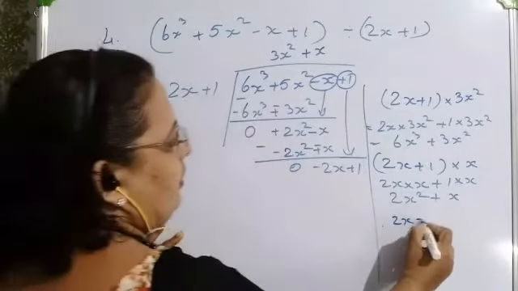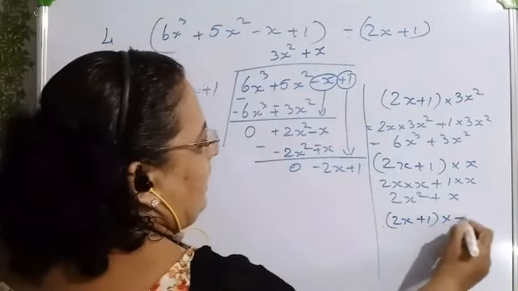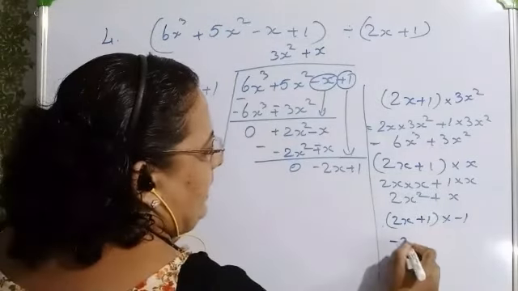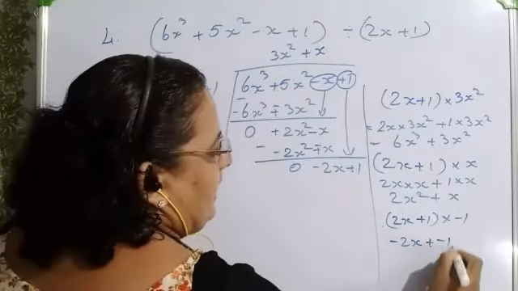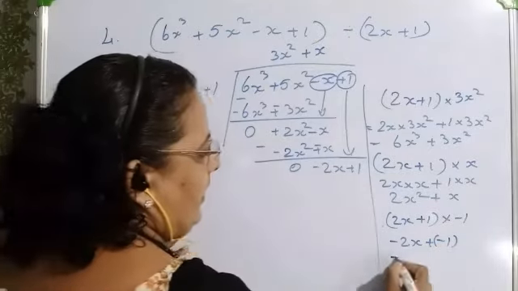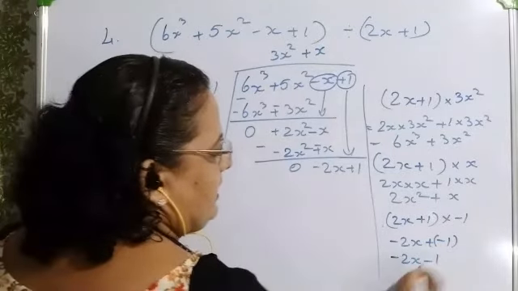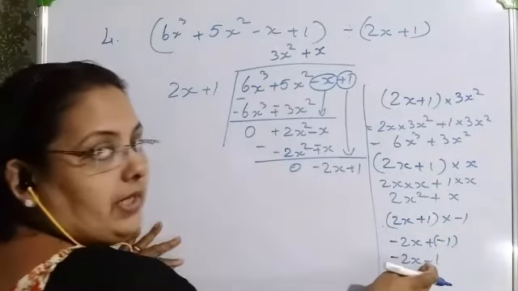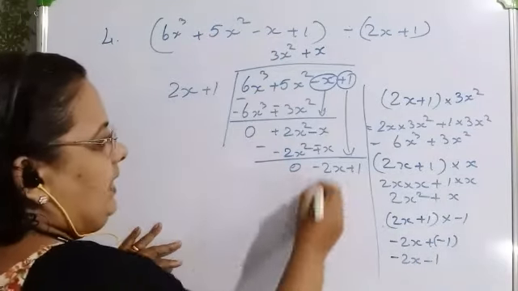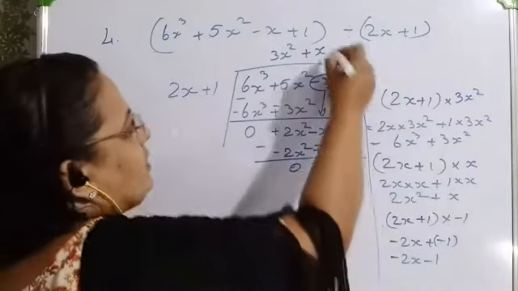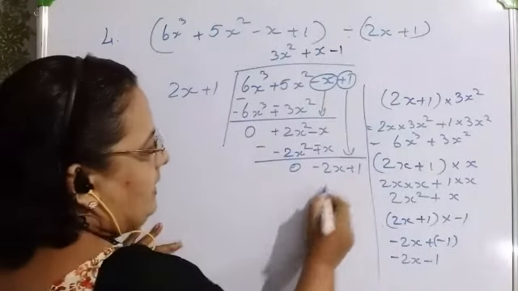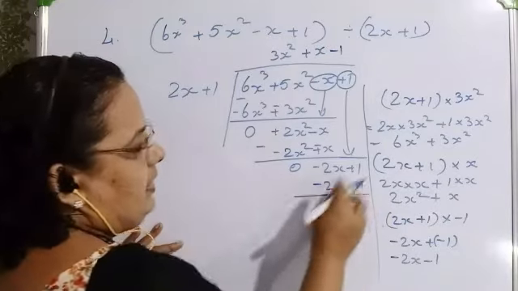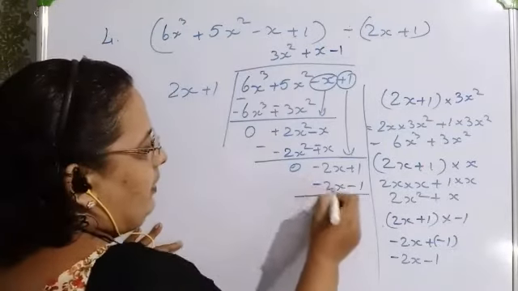What you have to do? You have to multiply it with negative 1. So that is negative 2x plus negative 1. So you can write it as negative 2x minus 1. When you are removing that bracket, plus and minus is coming, so here it will come as minus sign. Now I am going to write this minus 1 here on the top, and this minus 2x minus 1 in the down part. Now I am going to subtract it.